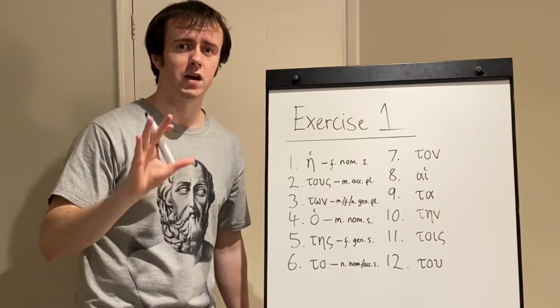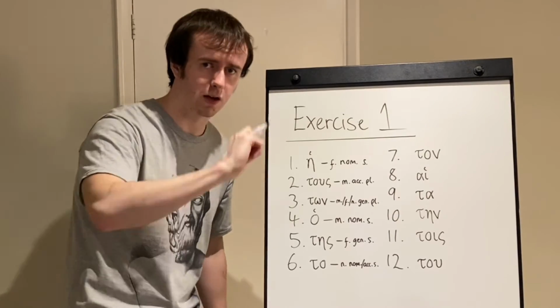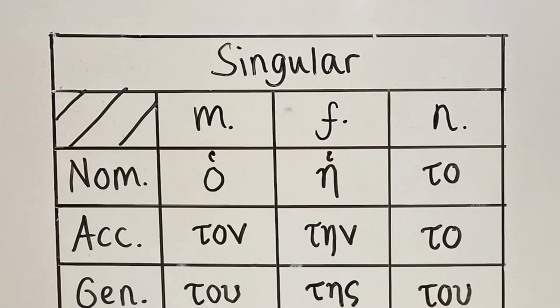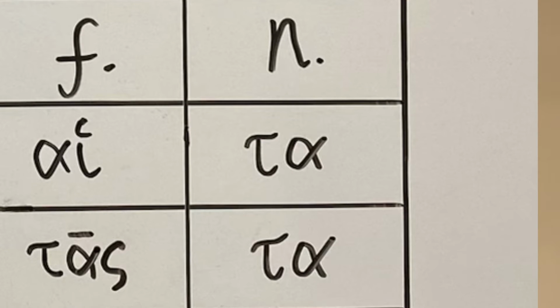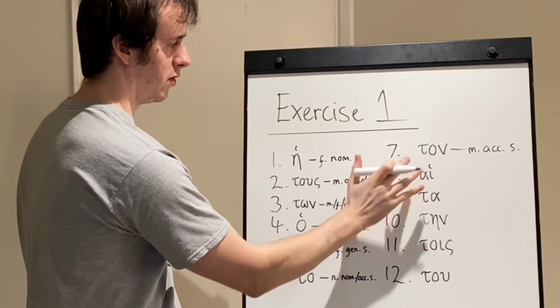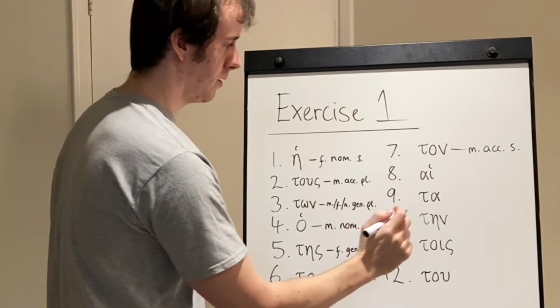Neuter forms are the same in the nominative and the accusative, and that is why the definite article goes to in the singular and ta in the plural for the nominative and accusative. Number 7, ton is masculine accusative singular.